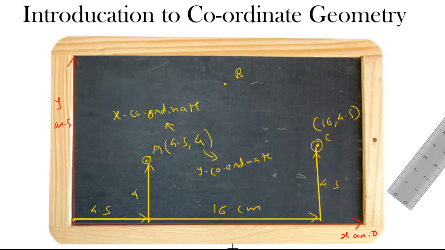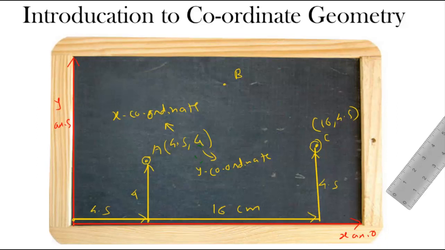So this system of describing the position of any point with respect to some edges, with respect to some reference, is known as coordinate geometry. Here we can describe the position of any point on any plane.